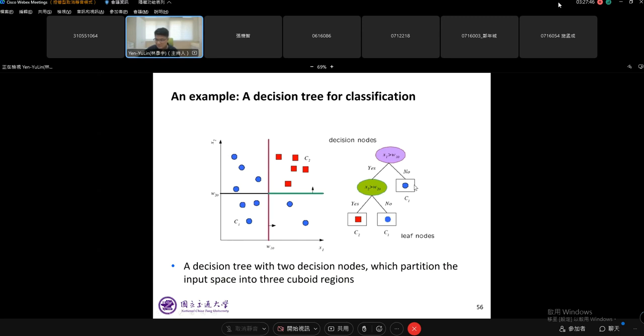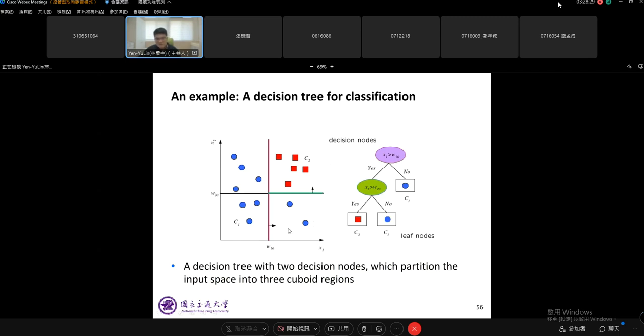So we reach a leaf. There is no need to further split the data set because all the data points reaching this node belong to the same class. So we assign a label for this leaf node. We say all the data points reaching this node belong to class C1. So let's look at the other branch here. In this branch, it covers these data points.